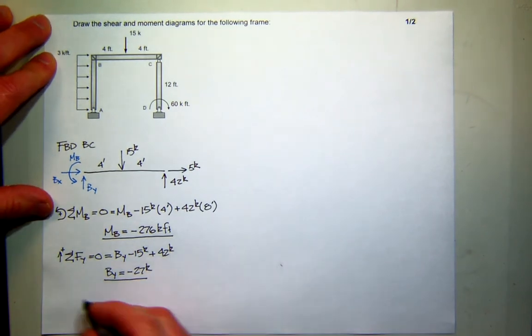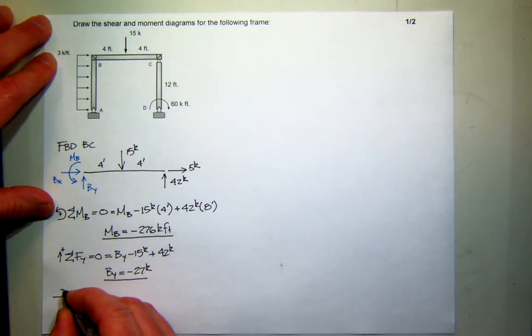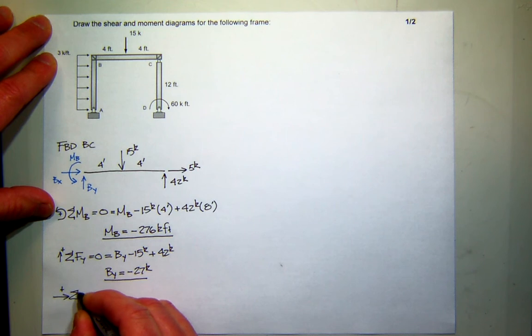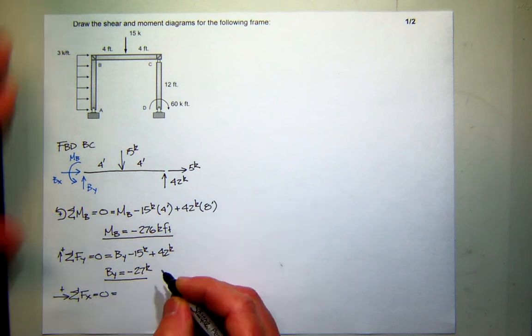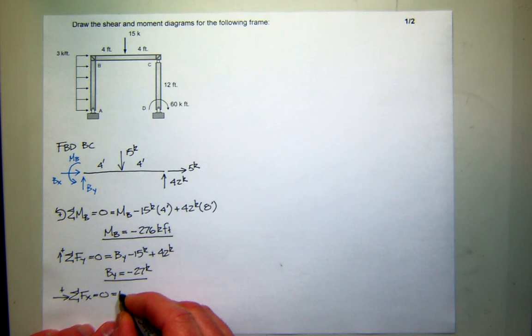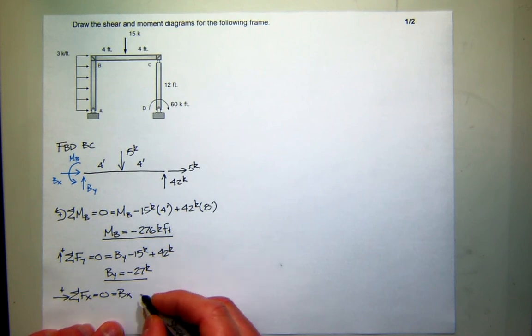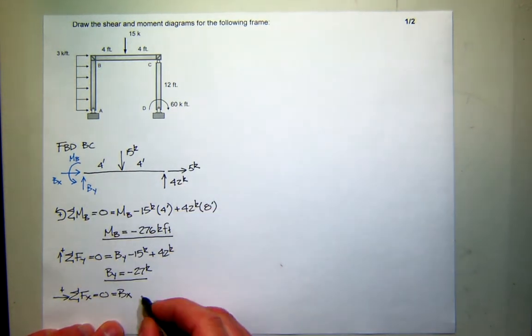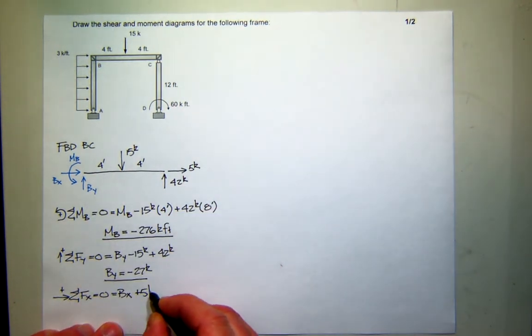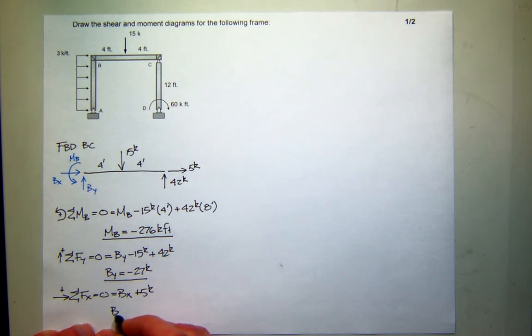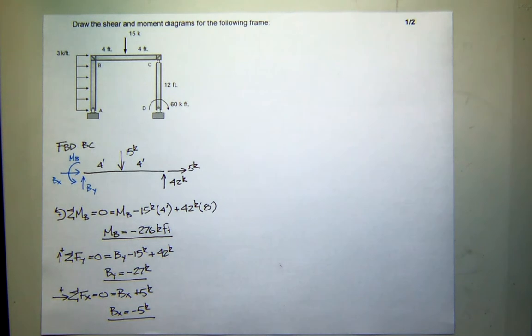And then we can sum forces in the x direction. I'll assume to the right positive for my sign convention to do my statics. So I have BX to the right, positive, and then plus 5. So it looks like BX is negative. So finally we have all the information we need to draw the shear moment diagram.